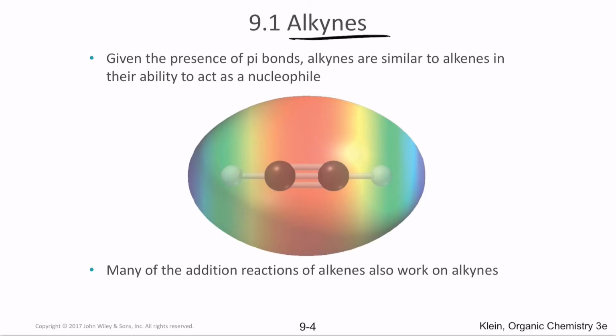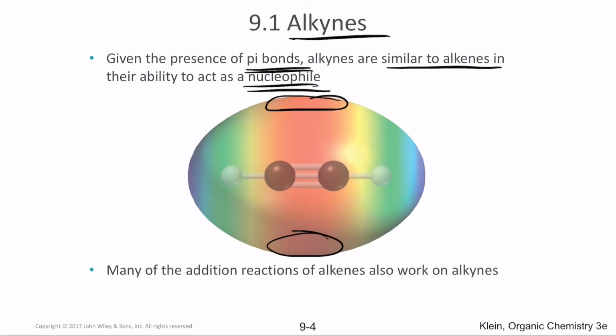So given the presence of that pi bond, alkynes are generally similar to alkenes because they have the ability to act as a nucleophile. The reason they can act as a nucleophile is because of the presence of an electron-rich region in the center, which can act as a nucleophile. So many of the addition reactions of alkenes will also work the same with alkynes.